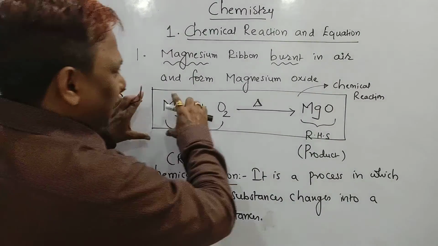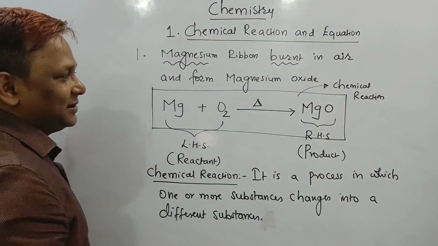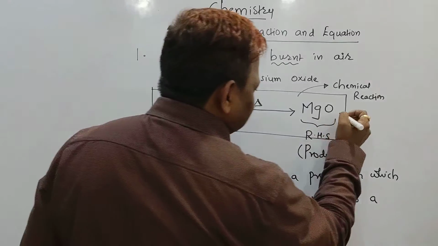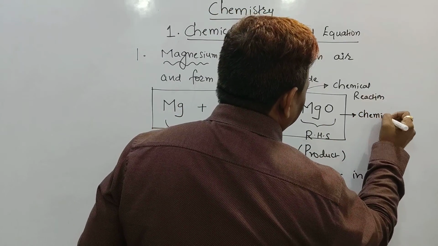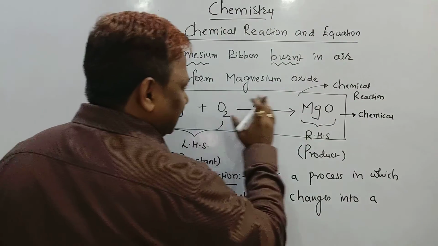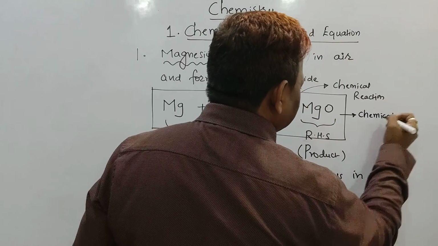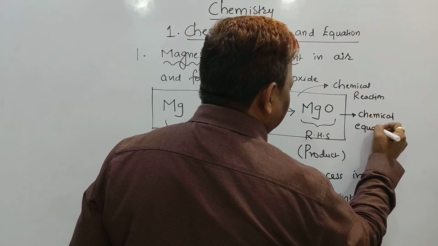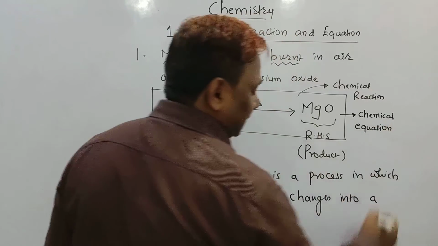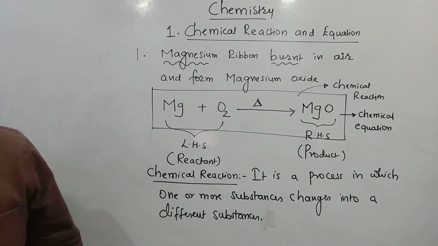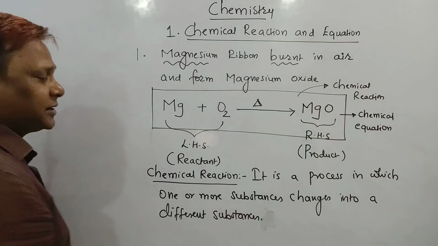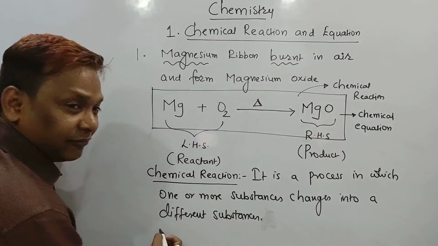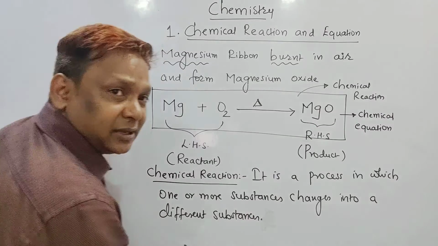But this is called a chemical reaction, and this is also called a chemical equation. See, completely called a chemical reaction, and it is also called a chemical equation. But what is meant by chemical equation? Chemical equations are used to represent chemical reactions. So I should write one more term here. What is meant by chemical equations?